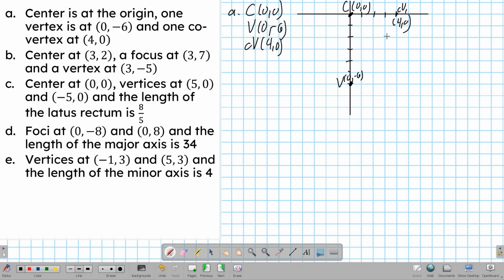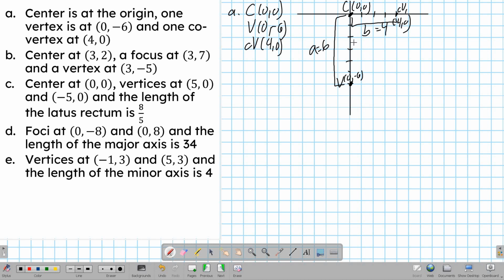Now, we are given the center, so we can use that and the distance from the center to other points to find the parts. In this specific case, this is the center and this is the vertex, so therefore this should be A. That's 1, 2, 3, 4, 5, 6. If A is equal to 6, we can use that later in our general form. Now from the center to the co-vertex, that is B. And B is 1, 2, 3, 4.